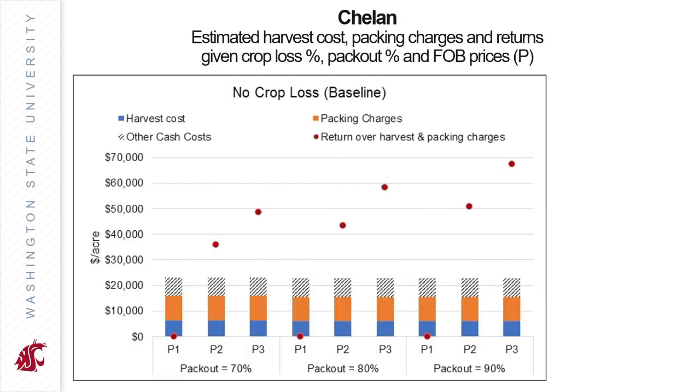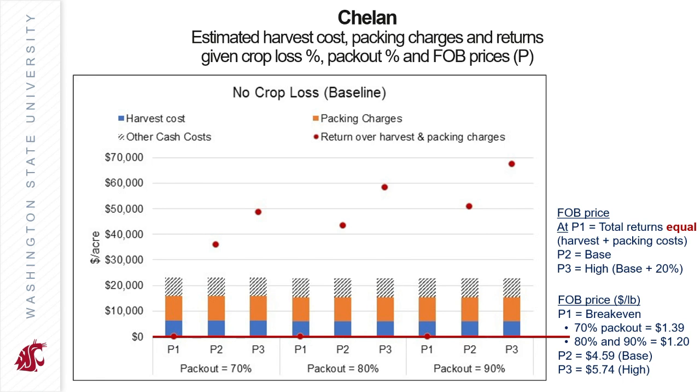Let me see. Okay. So in the next few slides, we are going to show the estimated harvest cost, packing charges, and returns given different scenarios of crop loss, pack out, and FOB prices. We start with Chelan and the base case scenario of no crop loss. There is quite a bit of information going in this graph, so I'll spend a few minutes to go over it with you. Hopefully it will be easier to understand the results in the next slides because the graphs will look the same.